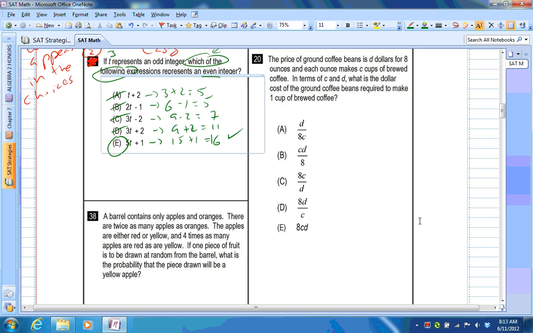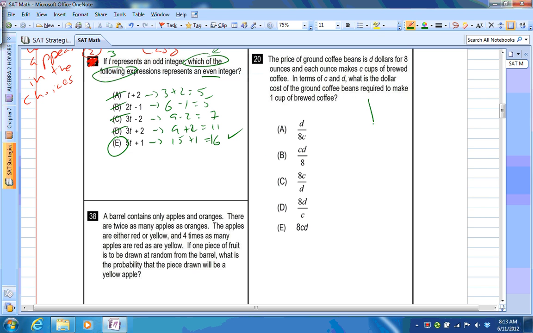Here you're being asked that the price of ground coffee beans is D dollars for 8 ounces. Each ounce makes C cups of brewed coffee. In terms of C and D, what is the dollar cost of ground coffee beans required to make 1 cup of brewed coffee? Now this one does seem a bit complex because you really have to think about how C and D are all related. And so some people go about this algebraically and just get lost and leave the problem blank or guess something and not get the problem right.